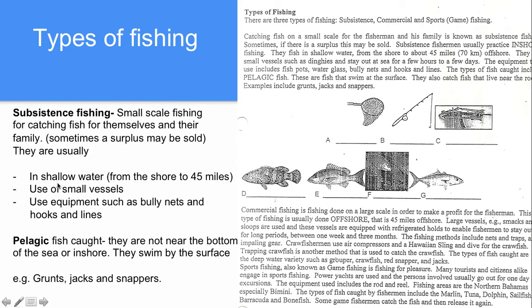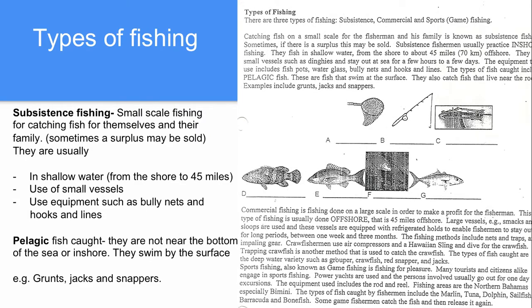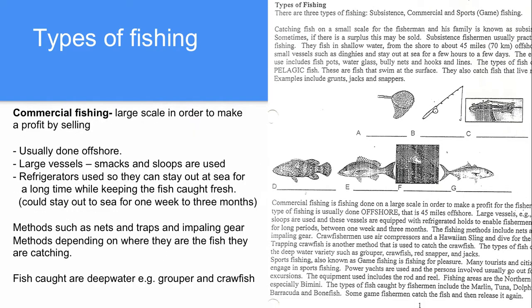Usually, these fishermen will be in shallow water, from the shore to only about 45 miles out. Smaller vessels, equipment such as bully nets. I'm just hovering over these little pictures here. There's a picture of a bully net and hooks and lines. These are pelagic fish, so they're not near the bottom of the sea or right inshore, but a little bit further out, and they swim by the surface. Examples are grunts and snappers. So note down all of this. Make sure you put it down on your folder sheet or if you're typing it out.